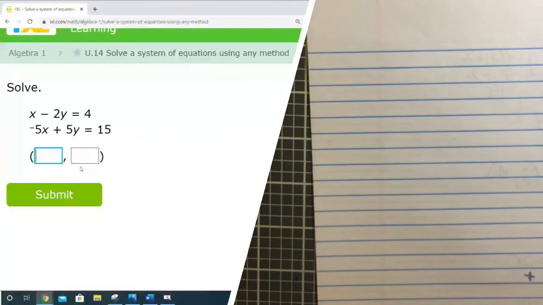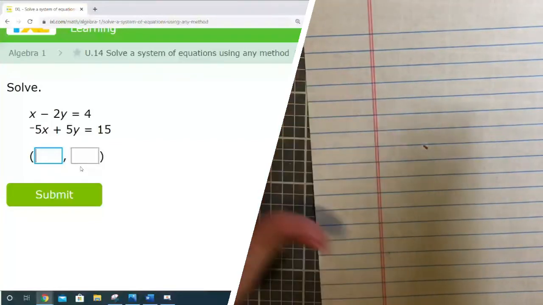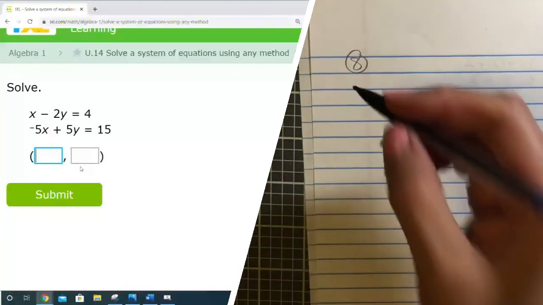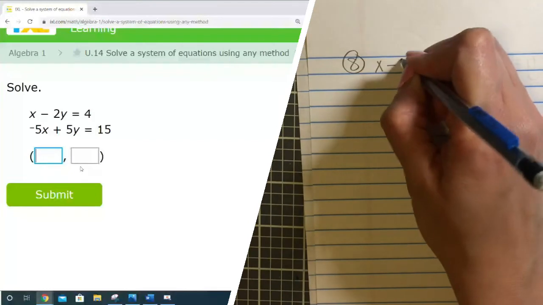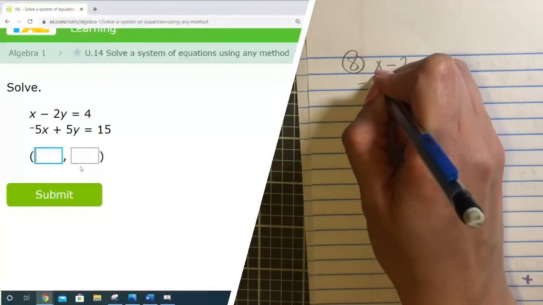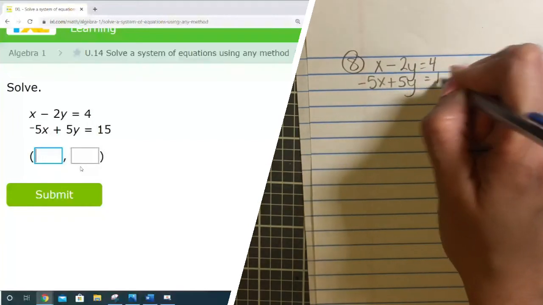Let's take a look at this next one right here. So that's going to be, what, number 8. So we have x minus 2y equals 4. And then we have -5x plus 5y equals 15.